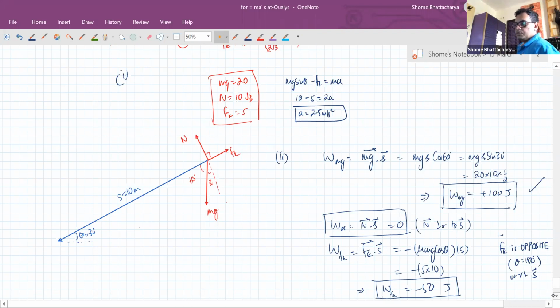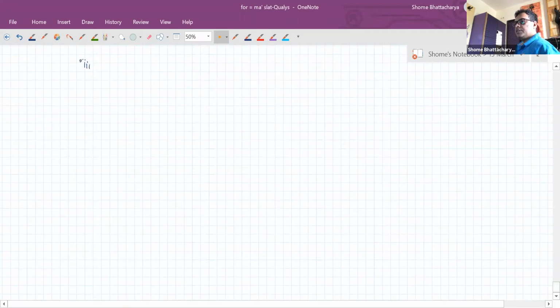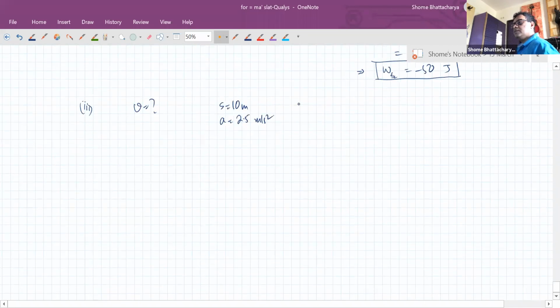So this work done is clear by each of them. Now third part, have you checked by kinematics what you're getting for v? The displacement is 10 meters, right? The acceleration we had seen in the first part was 2.5 meters per second square, and the initial velocity is 0. So we can use the relation. We will come out to be square root of 2 into a, which is 2.5, into s. So that is root 50 or 5 root 2 meters per second. That is the speed.